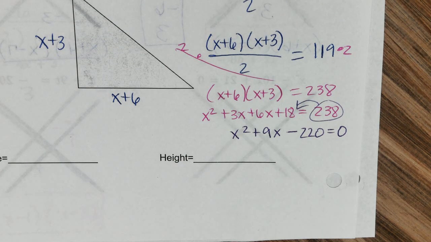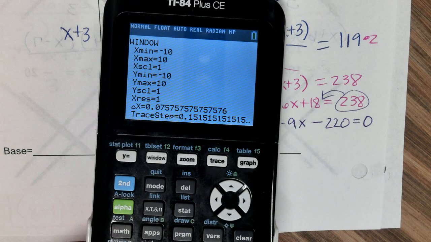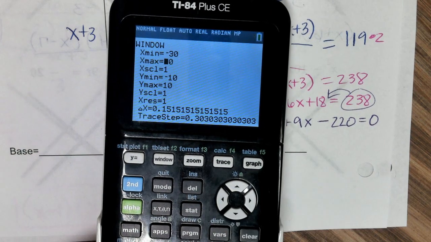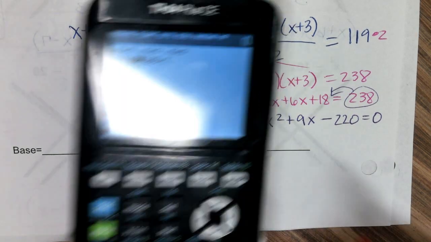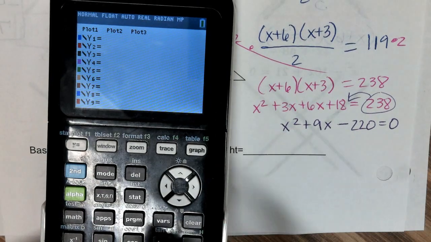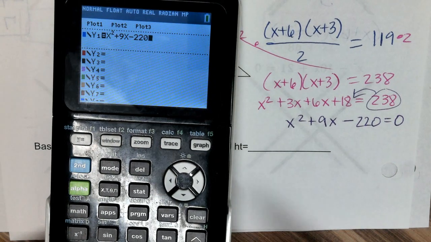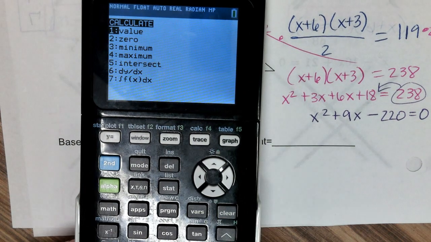Let's go solve this in our calculator. Now, your answer, guys, you're not going to be able to see it if your windows aren't set big enough. I'm set to negative 10, 10. I need it to be bigger, so I'm going to do negative 30, 30. Okay, now I'm going to go to y equals, and I'm going to type in my trinomial. X squared plus 9x minus 220, and then I'm going to have 0 here. I'm going to hit second trace, option 5.